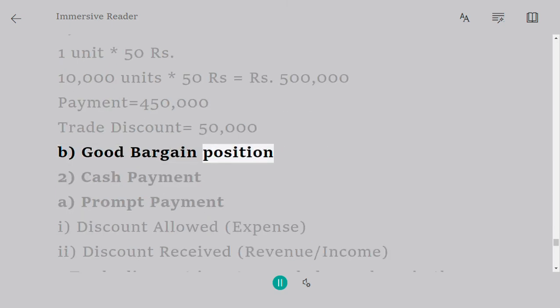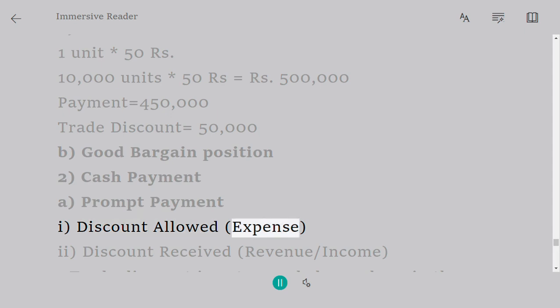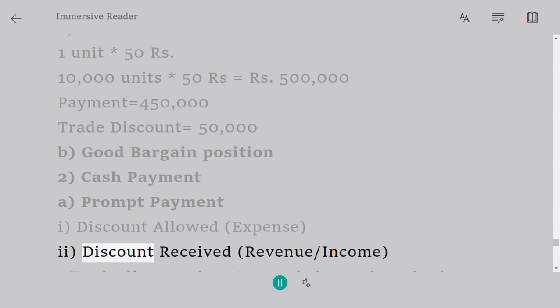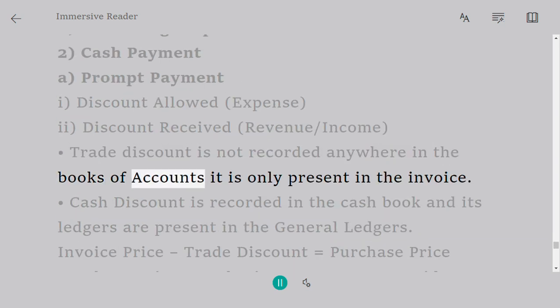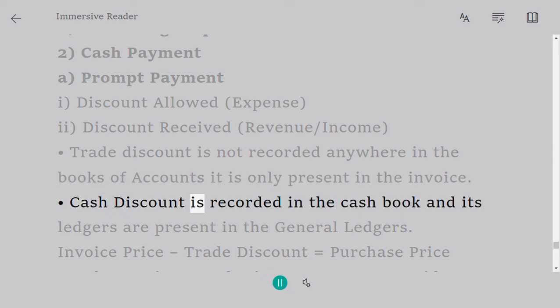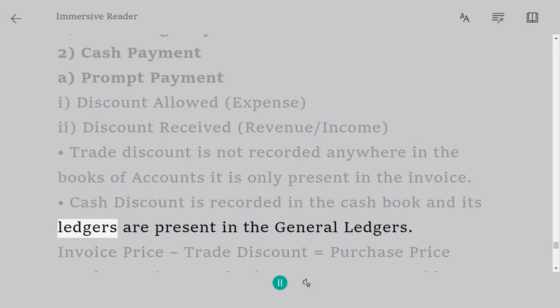B. Good bargaining position. 2. Cash discount. A. Prompt payment. I. Discount allowed, expense. 2. Discount received, revenue/income. Trade discount is not recorded anywhere in the books of accounts. It is only present in the invoice. Cash discount is recorded in the cash book and its ledger accounts are present in the general ledger.